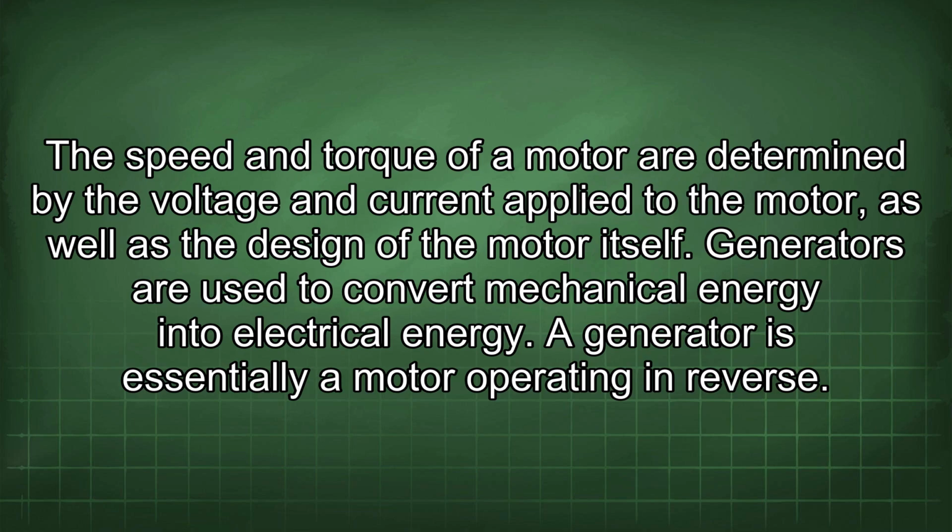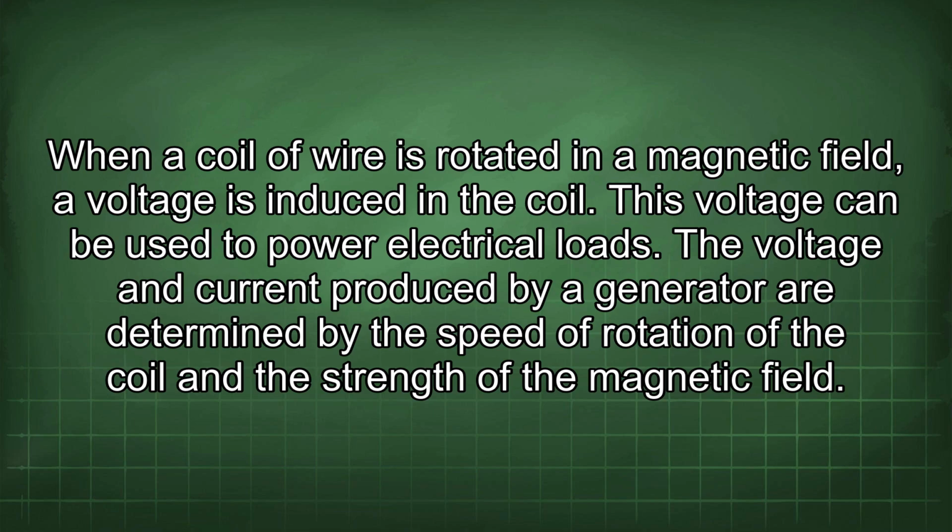Generators are used to convert mechanical energy into electrical energy. A generator is essentially a motor operating in reverse. When a coil of wire is rotated in a magnetic field, a voltage is induced in the coil. This voltage can be used to power electrical loads. The voltage and current produced by a generator are determined by the speed of rotation of the coil and the strength of the magnetic field.